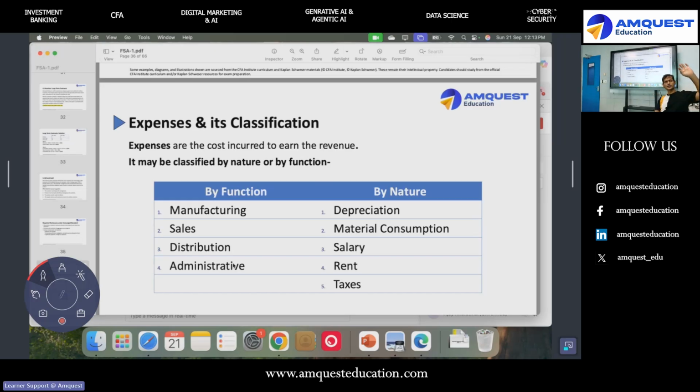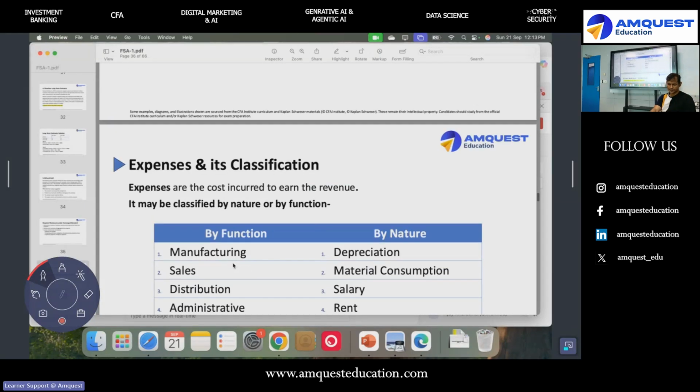There are only 4 functions. In order: first manufacturing, then admin, office running costs, then sales, and then distribution. So we normally show it in that order in the financial statements.